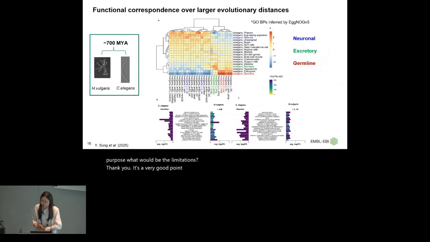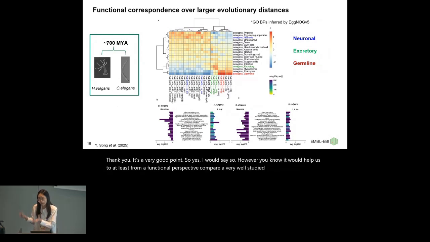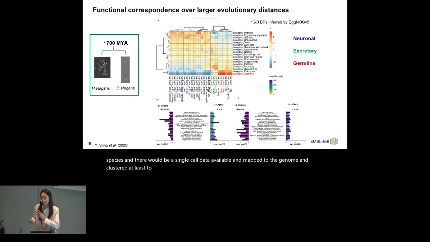So yes, I would say so. However, it would help us to, at least from a functional perspective, compare a very well-studied species with a less well-studied species, given that there would be some GO inference conducted on this less studied species, and there would be single-cell data available and mapped to the genome and clustered at least to an extent that you could identify different cell populations. So it is definitely a challenging topic.